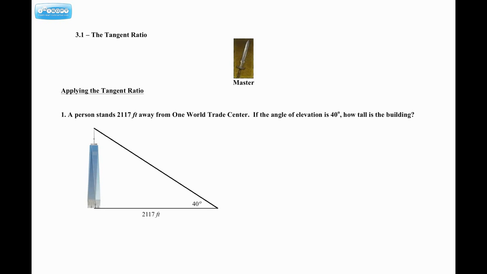Section 3.1, master level for the tangent ratio. We're going to do a few examples where you're actually going to see how we can apply the tangent ratio. Where could we use it in the real world?